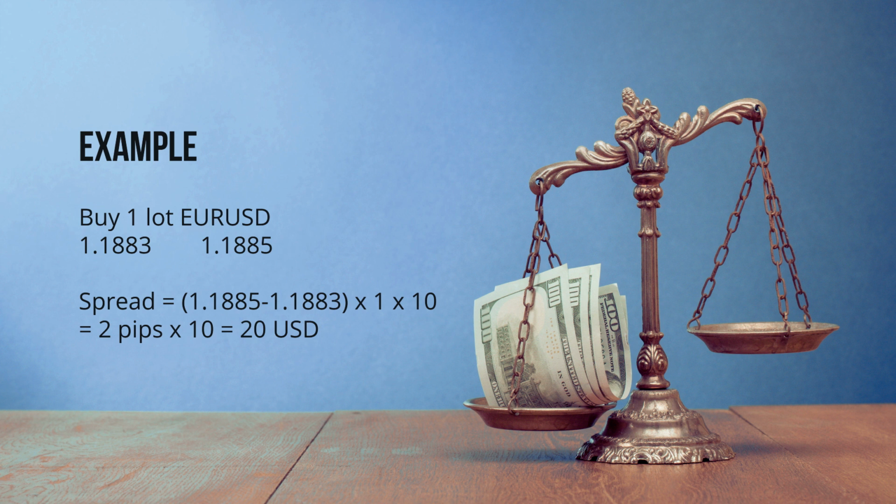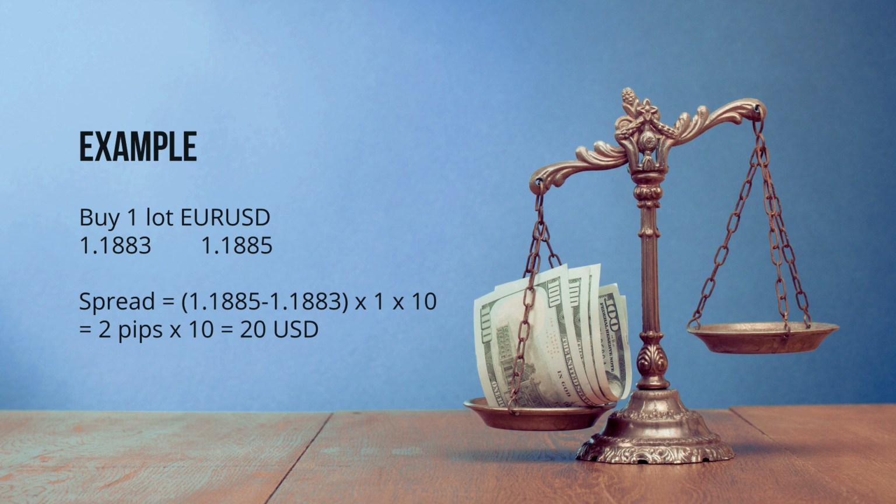So for instance, we're buying one lot of Euro USD. Basically 100,000 euros. And let's say that the buy and sell prices are 118.83 and 118.85. So according to the formula, we find the difference between these two prices. We deduct the smaller one from the bigger one, and we get a result of 2 pips.